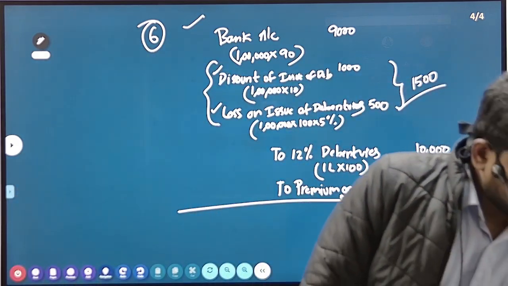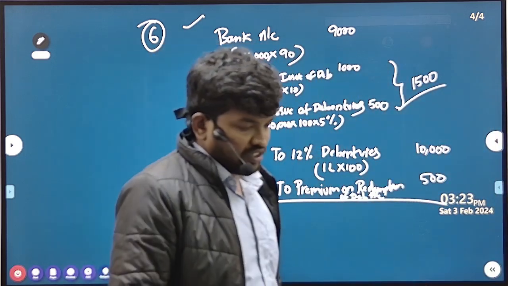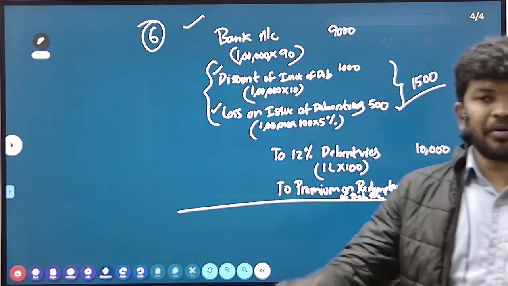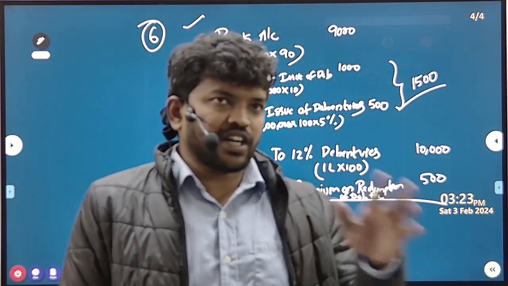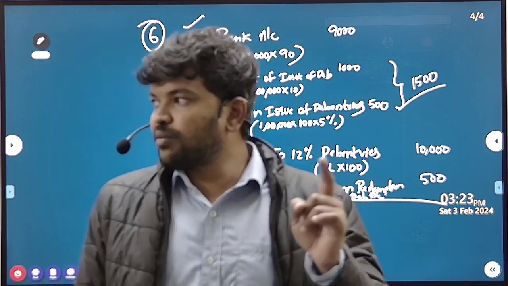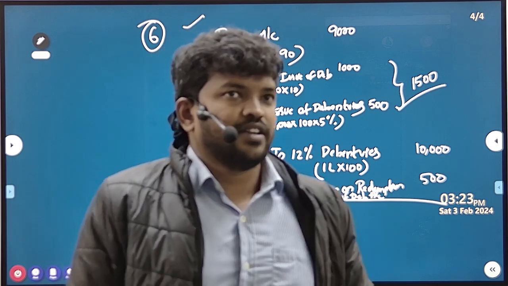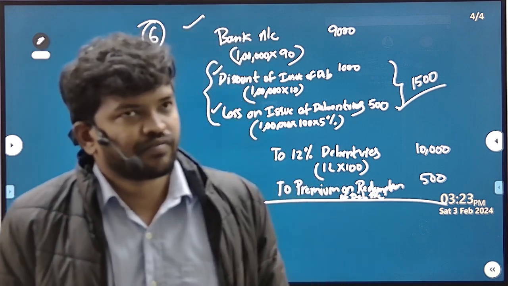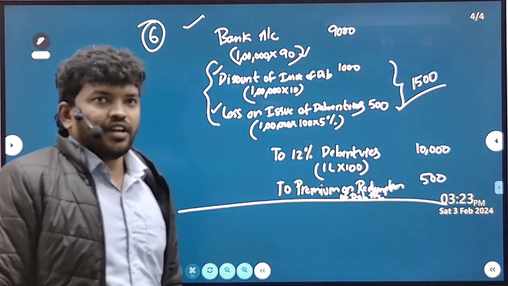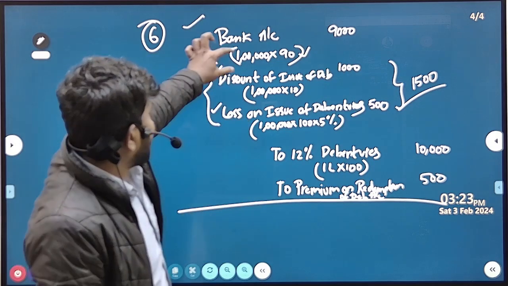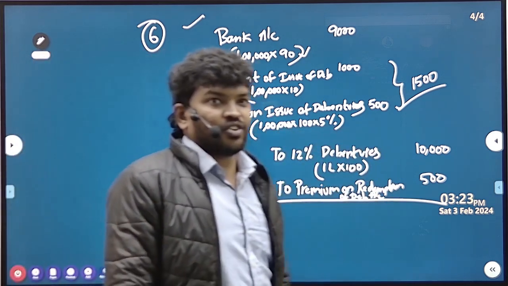Issue of 12% 1 lakh debentures of 100 rupees each at 10% discount and redeemable at premium of 5%. Issued at discount of 10%. So face value is 100 rupees. Discount is 10%, so indirectly discount is 10 rupees per debenture. Yes or no? Yes, sir. So you will receive only 90 rupees from the debenture holder. So 1 lakh debentures into 90 rupees, which comes to 9 lakhs. Yes or no?